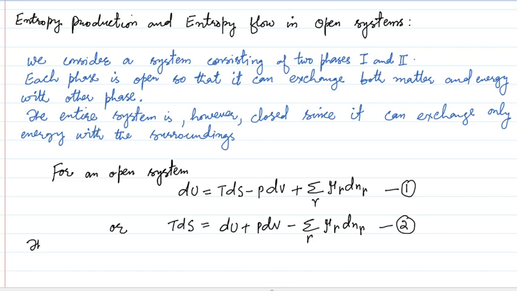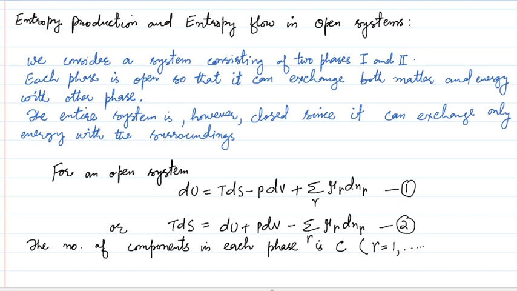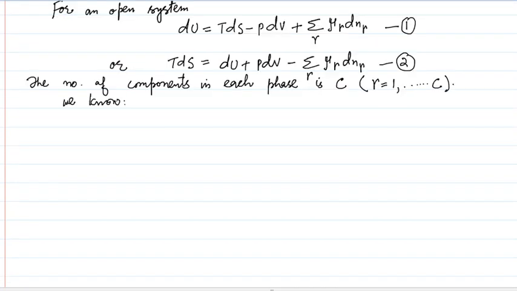Also the number of components in each phase, suppose it is equal to C, and this gamma has values from 1, 2, 3, and so on up to C. Also, we know from thermodynamics that the change in internal energy is basically equal to dq minus PdV. That's equation 3.